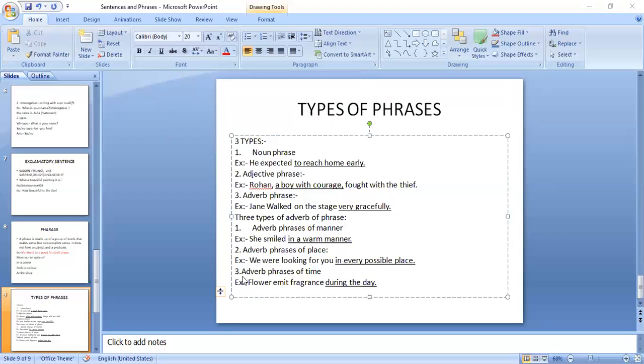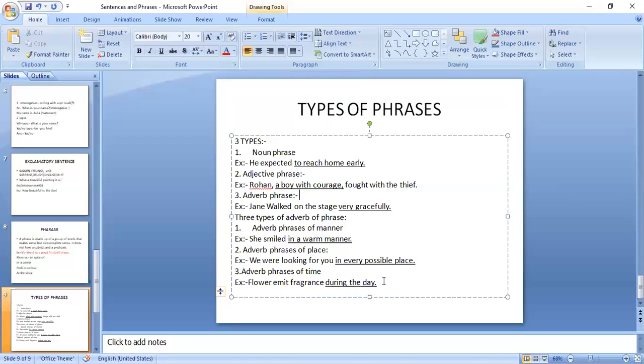Next, adverb phrases of time. Adverb phrases of time tell us when the action is done. For example, flowers emit fragrance during the day. During what time? It speaks about the day. During the day. So during the day is the adverb phrase of time.